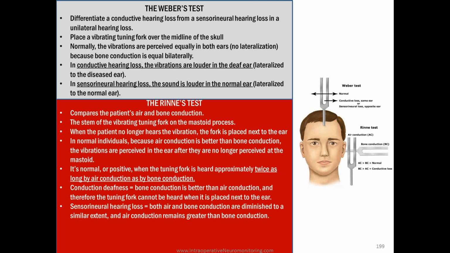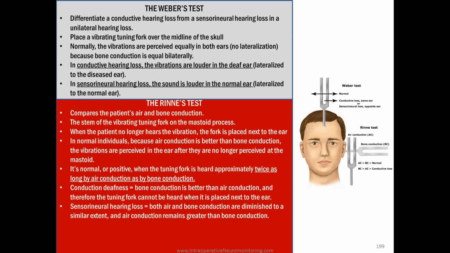The second test is called Rinne's test. It compares the patient's air versus bone conduction. The stem of the vibrating tuning fork is put on the mastoid. When the patient no longer hears the vibration, the fork is then placed next to the ear. So while it's on the mastoid, that is testing your bony conduction. While it's off your body but just next to your ear, that's the air conduction it's testing. In normal individuals, because air conduction is better than bone conduction, the vibrations are perceived in the ear after they are no longer perceived at the mastoid.